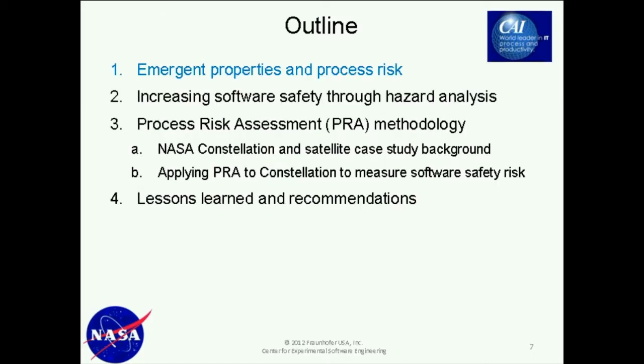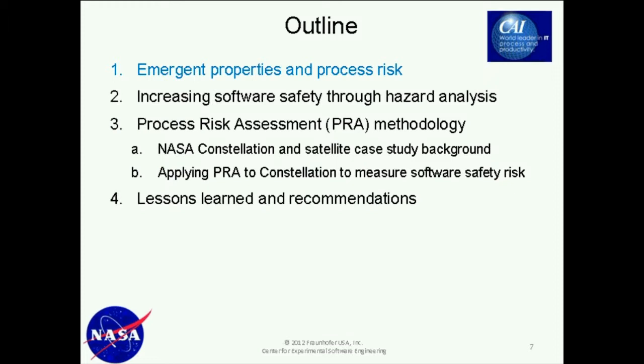So the talk is about measuring process risk for early insights into software safety, and the emphasis is really going to be on this idea of measuring process risk for emergent properties. And the example we're going to use is some work we've done specifically with NASA on trying to understand the safety risk for systems.